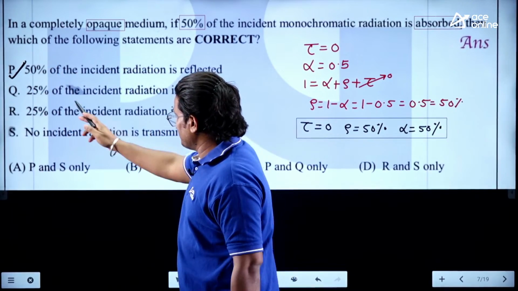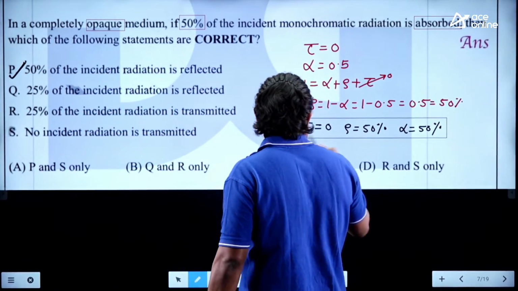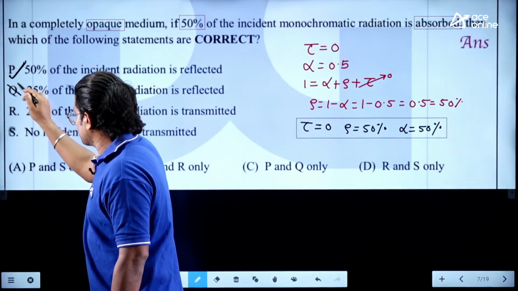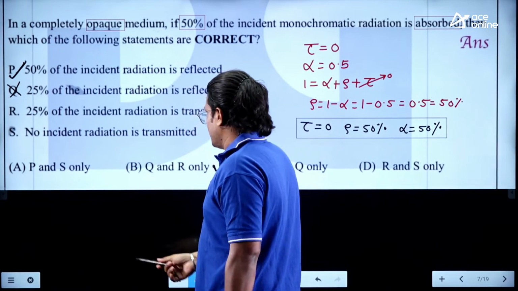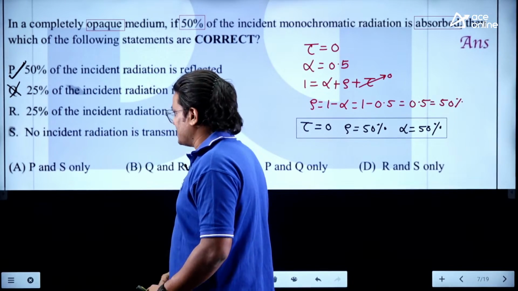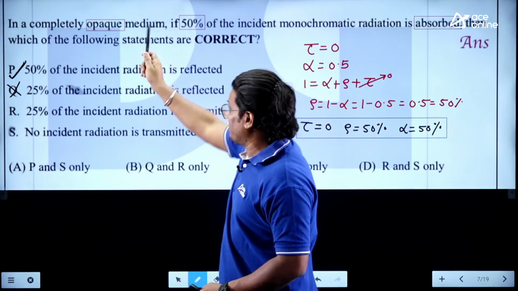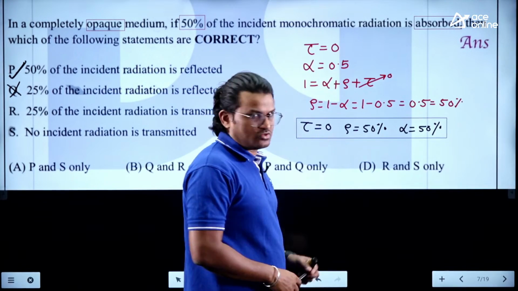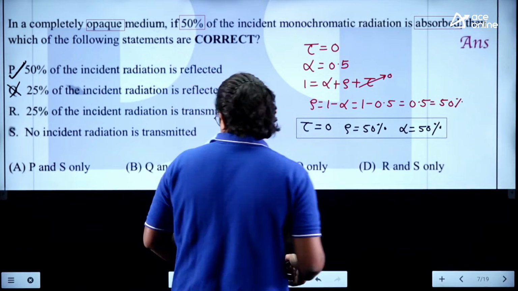Next, 25% of the incident radiation is reflected. Is it 25%? No, it is 50%, so this is not correct. Then 25% of the incident radiation is transmitted. No, it is said opaque. Opaque means non-transparent, so it is 0. So that is also not correct.